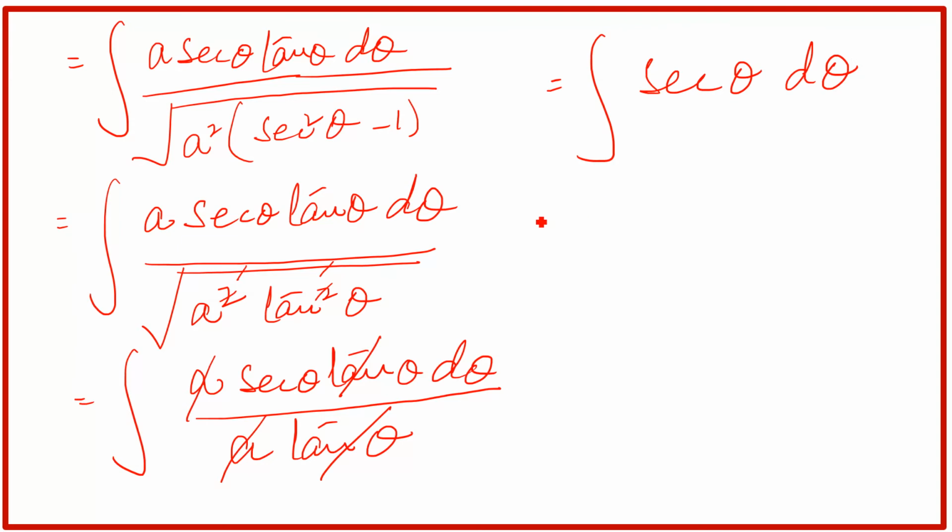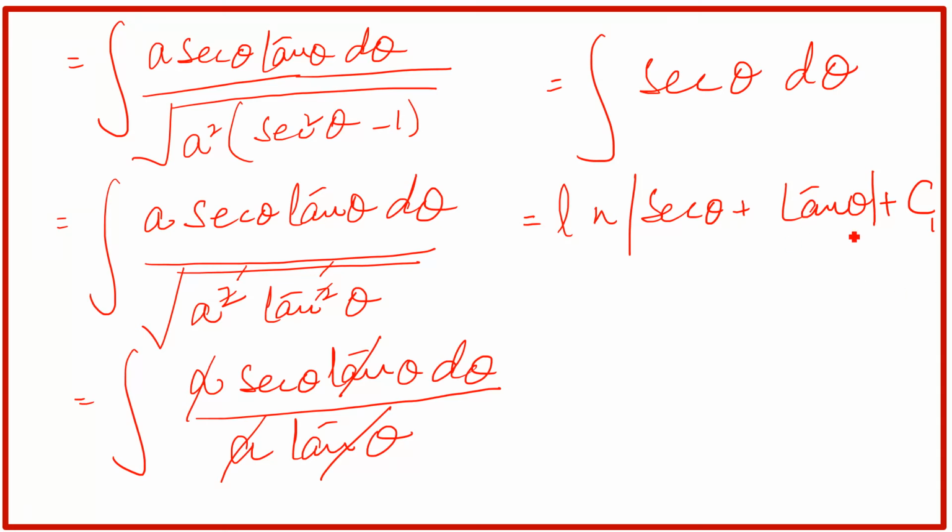So here we know the integration of secant theta. It is natural log of secant theta plus tan theta plus c. And here I will write c1. I will show you at the end why I have put c1.